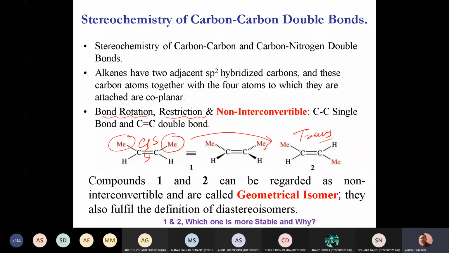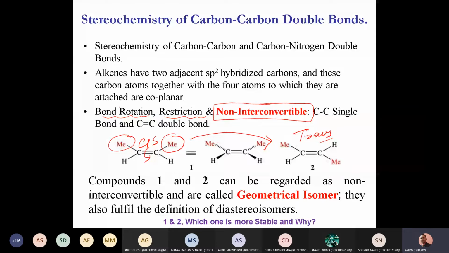If you have a single bond, then it is possible, because C-C single bond rotation is free. Then it is possible to interconvert, but not in this situation. That is the reason for the keyword we have written here: non-interconvertible. Because rotation is restricted, these two are different compounds, completely different. They are not the same, because this is a cis isomer and this is a trans isomer, and cis and trans cannot interconvert with each other, because rotation is restricted.